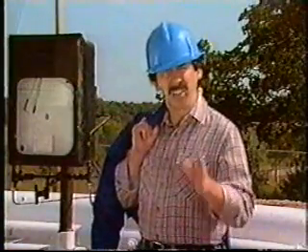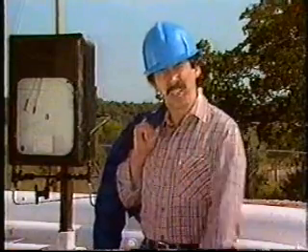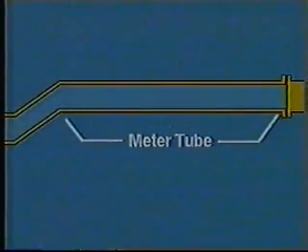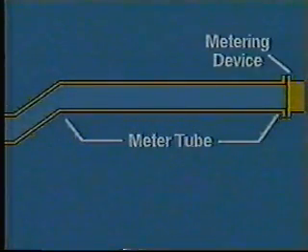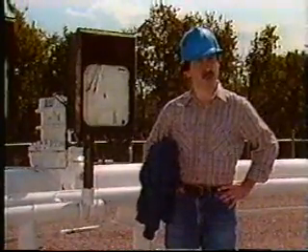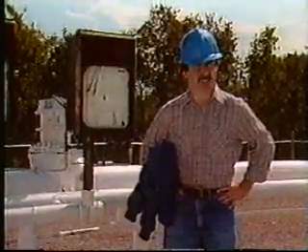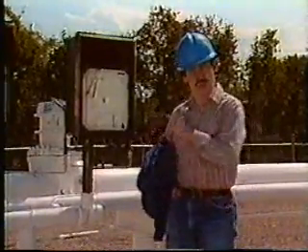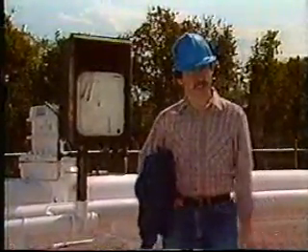Let's take a moment now to look at each of the components in a little more detail. The meter tube is a straight section of pipe on the upstream and downstream sides of the metering device. For accurate measurement, the tube must deliver NGLs to and past the metering device with minimal turbulence. The volume of liquid flowing past a point in the meter tube is measured by a metering device. This device is usually joined to the meter tube with a flange union.